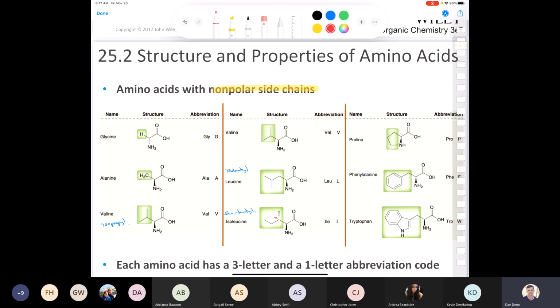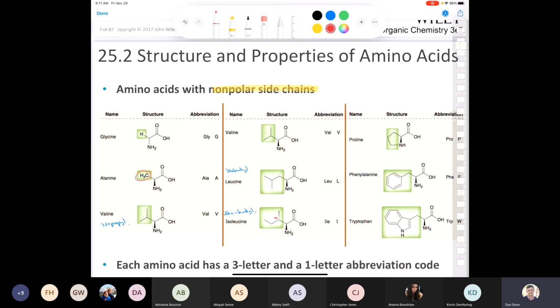This is one of those amino acids that has 2 chiral centers. Then the next one is a very interesting amino acid because the nitrogen is not a primary amine, it's a secondary amine. So the R group is actually tied back into the nitrogen like that, and that gives proline some very unique properties. The next one is phenylalanine.